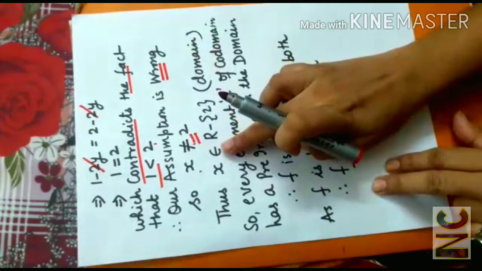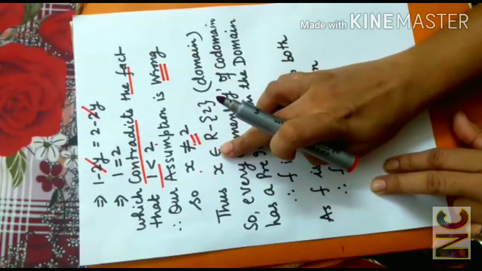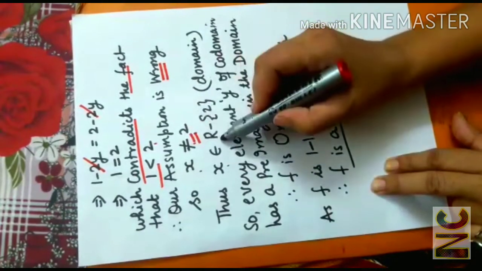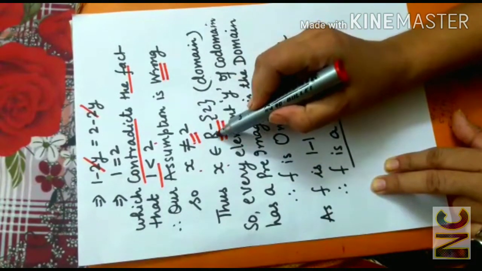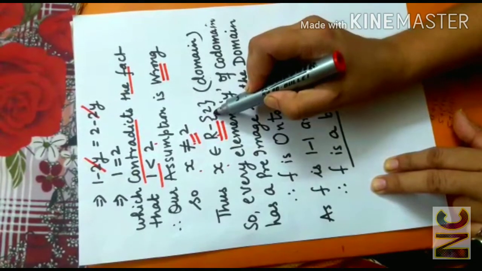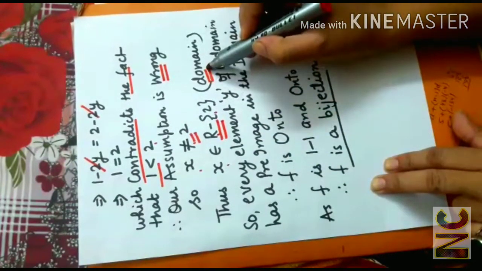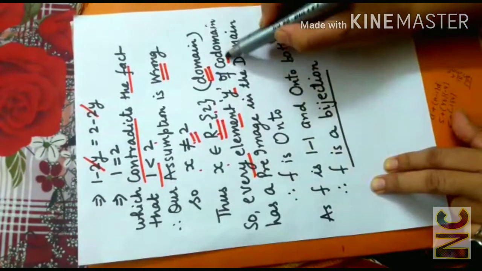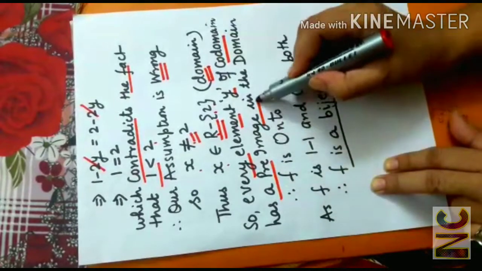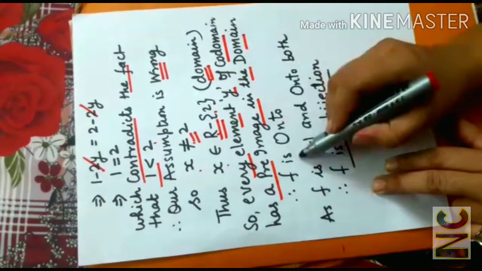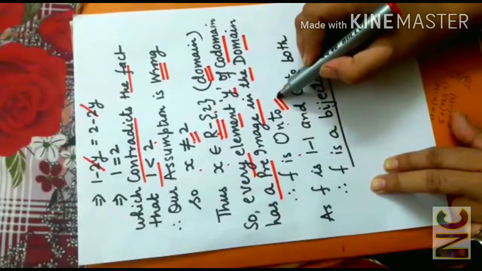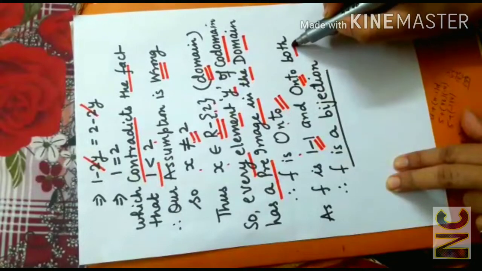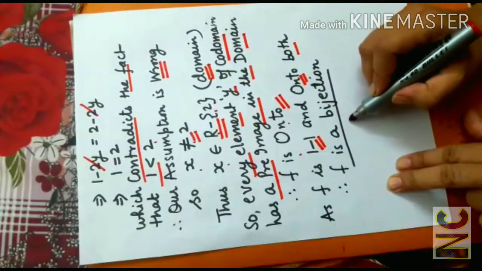So x is a well-defined real number but not equal to 2. Therefore x belongs to this set, all real numbers except 2, and this is our domain. So every element y of the codomain has a pre-image in the domain. Therefore the function is onto. So as f is one-to-one and onto both, therefore f is a bijection.